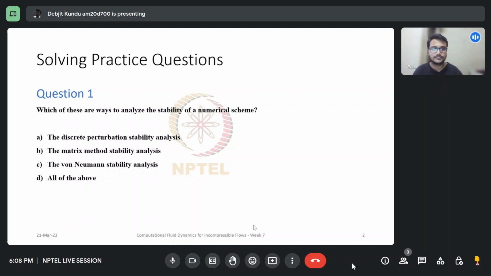Now, read the question carefully first and then try to figure out the correct answer from the options given below. And once you've figured out the correct option, you can either unmute and answer or you can type in the chat box.